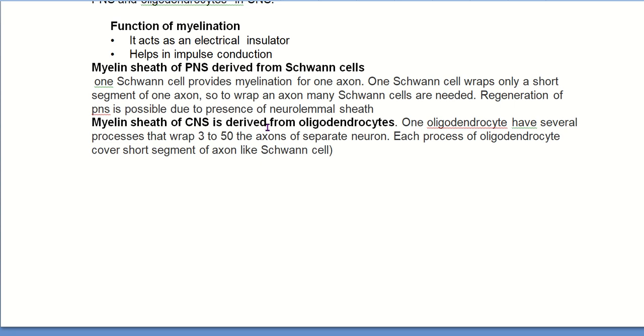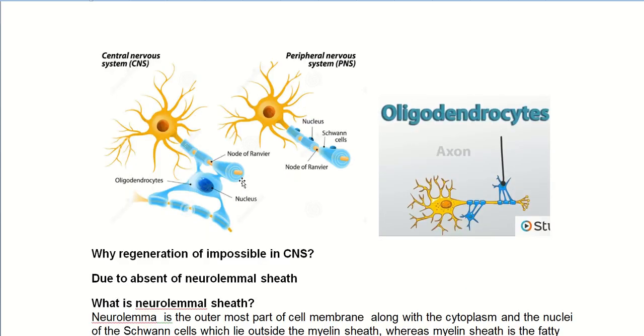Myelin sheath of the central nervous system is derived from the oligodendrocyte. One oligodendrocyte has several processes that wrap 3 to 50 axons of separate neurons. Each process of the oligodendrocyte covers a short segment of axon like a Schwann cell. So this is the myelination process in the central nervous system.